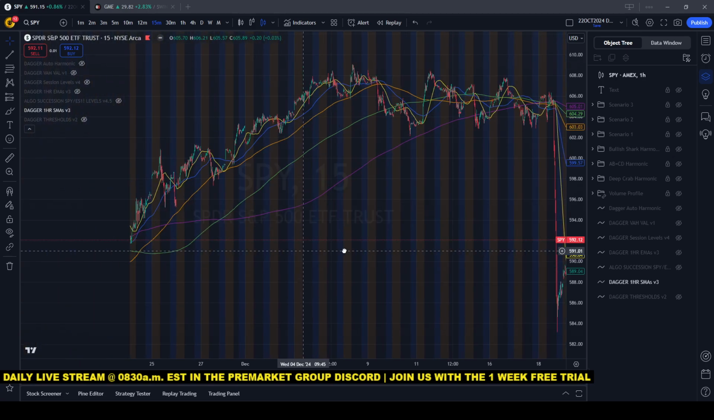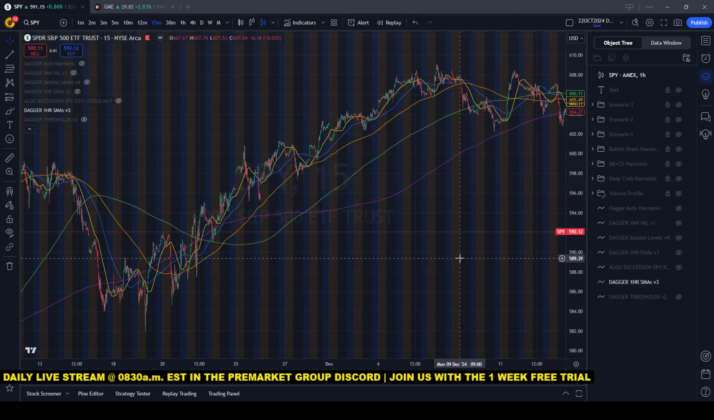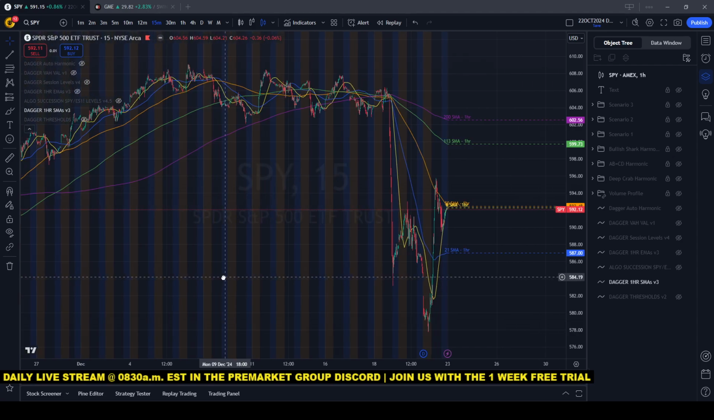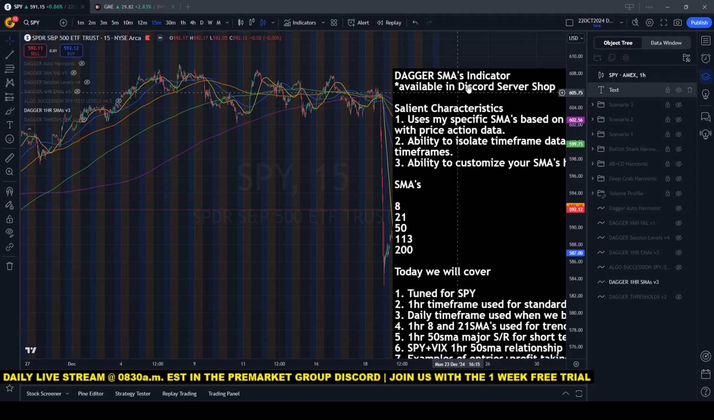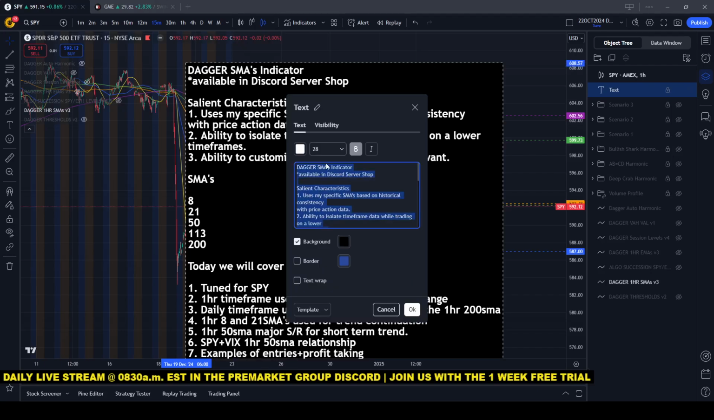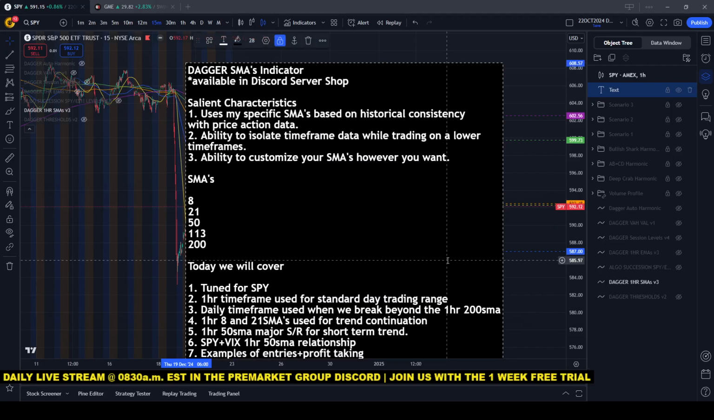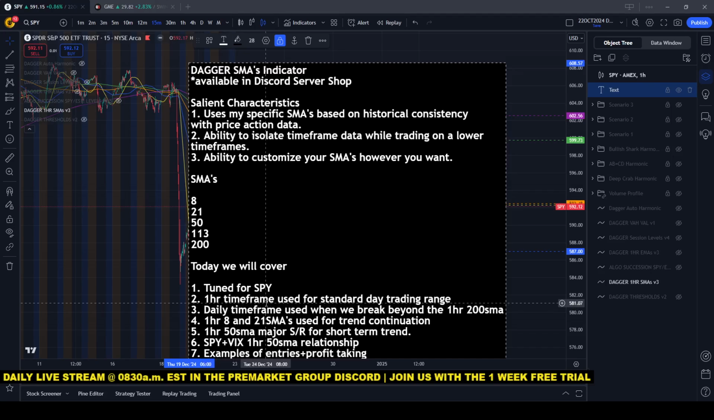These SMAs I've found on the hourly time frame have actually been very helpful for a number of reasons, and we'll get into those shortly here. So that's the first part, being that they're tuned for SPY. Number two, the 1 hour time frame used for the standard day trading range.